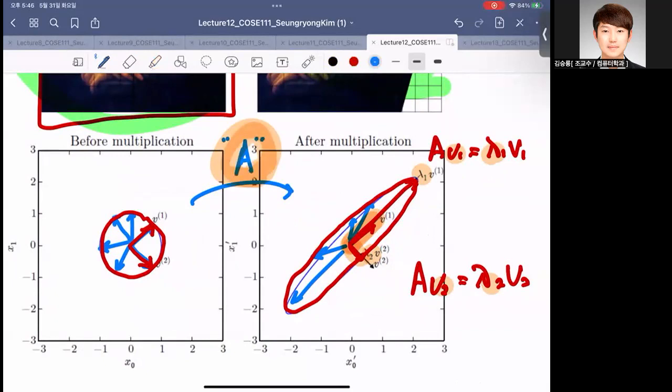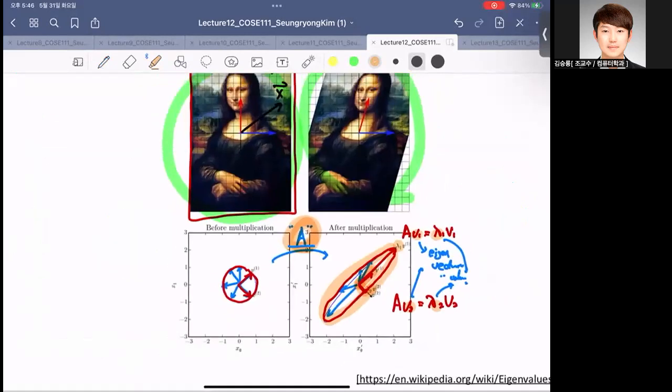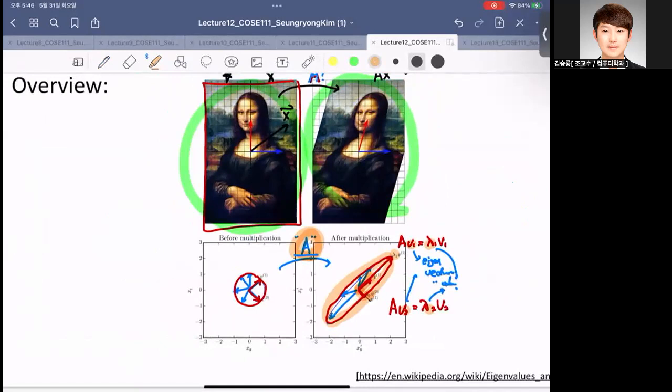In this case, this one is called eigenvectors, and this one is called eigenvalues. In other words, if you can find the eigenvectors and eigenvalues for an arbitrary matrix A, you can say all the things about the transformed field by matrix A. That's why we have to study eigenvalues and eigenvectors.